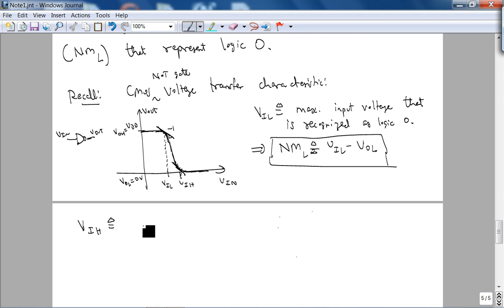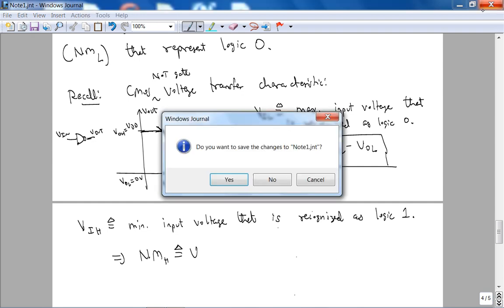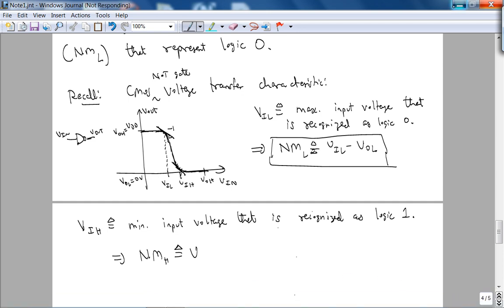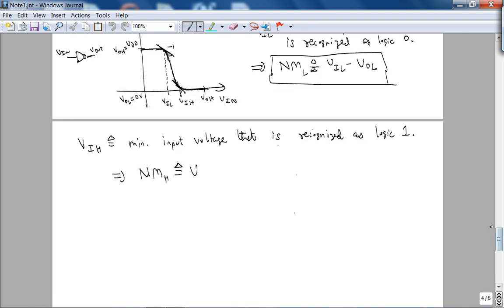V input high is similarly defined as the minimum input voltage that is recognized as logic 1. This implies that noise margin high is defined as V input high. It's wrong. So let me put V output high here. So it's V. Crashed again. Hopefully the final crash, because we're almost done with the lecture. Okay, good. So noise margin high is defined as V output high minus V input high. Okay.